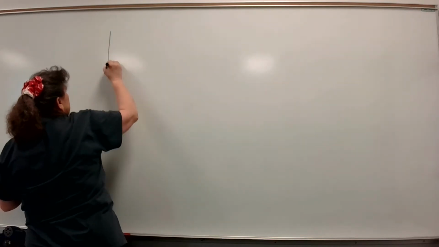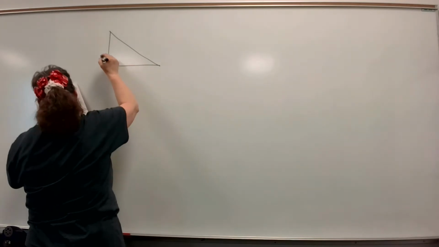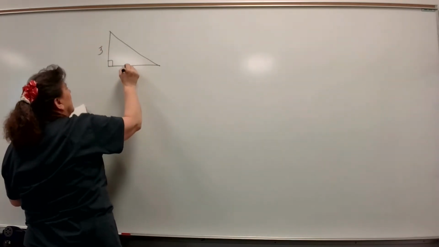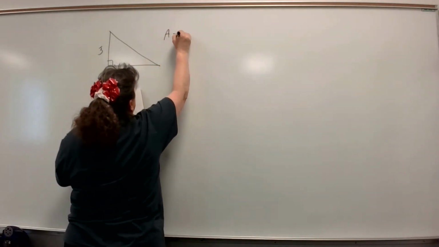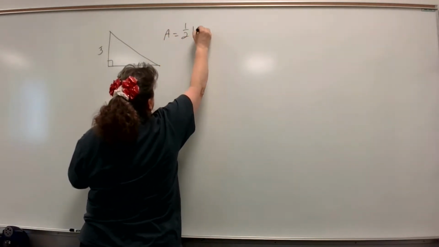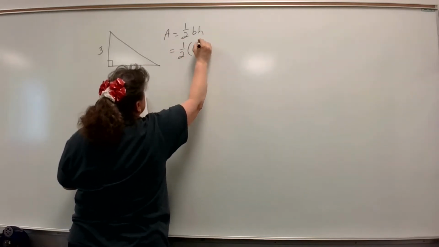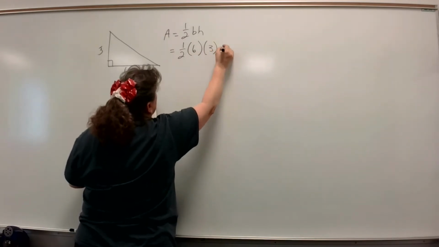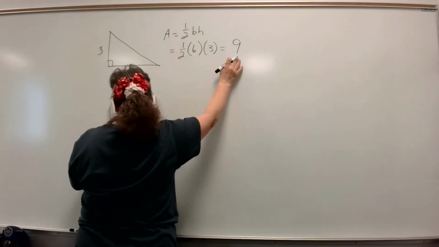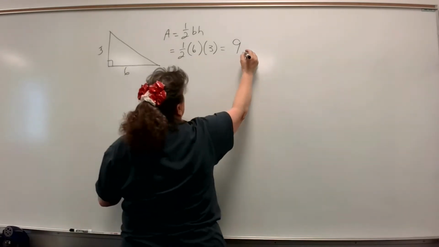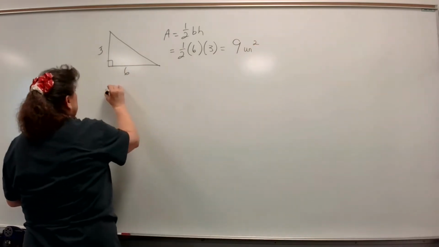Okay, so this is a right triangle. Whenever you have a right triangle, the two legs form the base and the height. So the area of my right triangle is 1/2 base times height. Thus the area of this is 1/2 times 6 times 3, which is equal to 9. 1/2 of 6 is 3, and 3 times 3 is 9. Okay? Units squared.